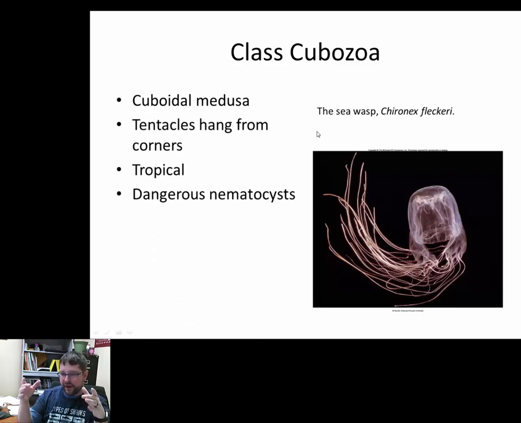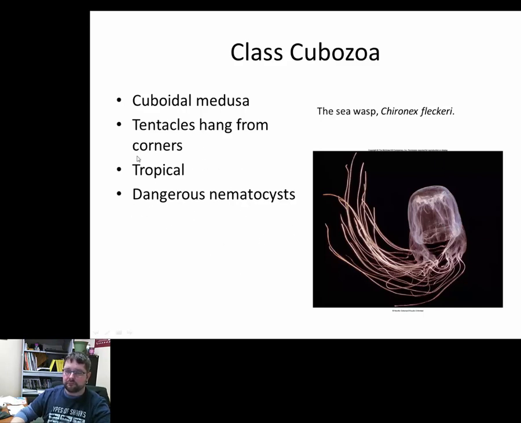So the tentacles hang from the corners of the exumbrella. Okay, so they hang off the corners, and it kind of forms this cube because the tentacles are hanging off of each one of the four corners of the organism. They have a tetraradial symmetry.